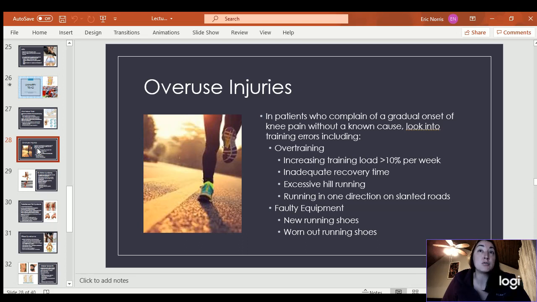Either they have new shoes that they haven't broken in well enough, or more likely that they have worn out shoes that they need to replace. So a lot of shoe stores can make recommendations on how many miles they expect for you to be able to wear that pair of shoes before you need a new pair.